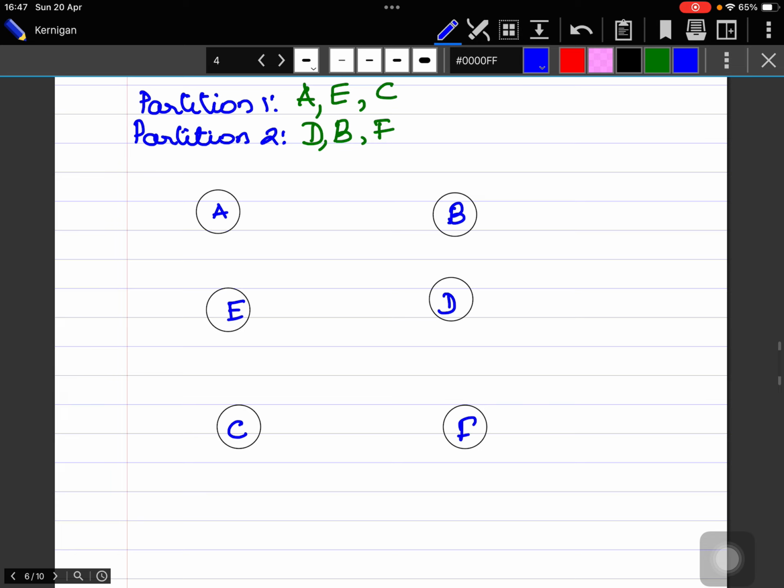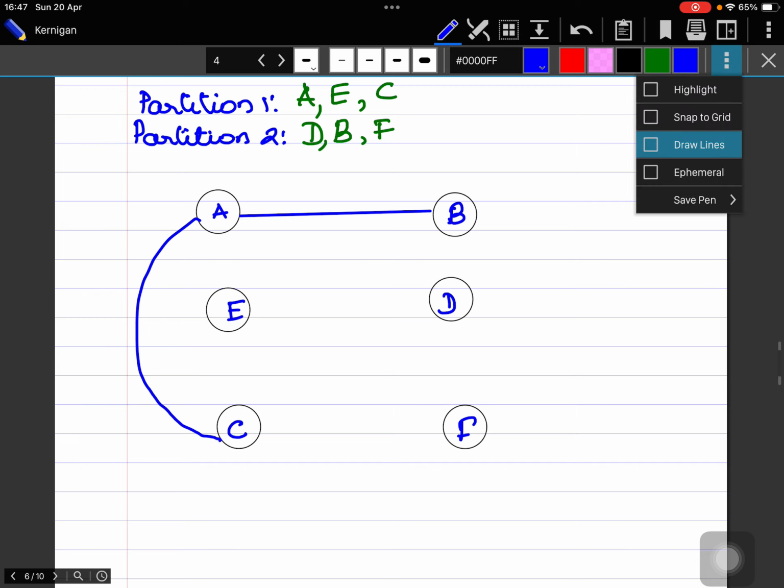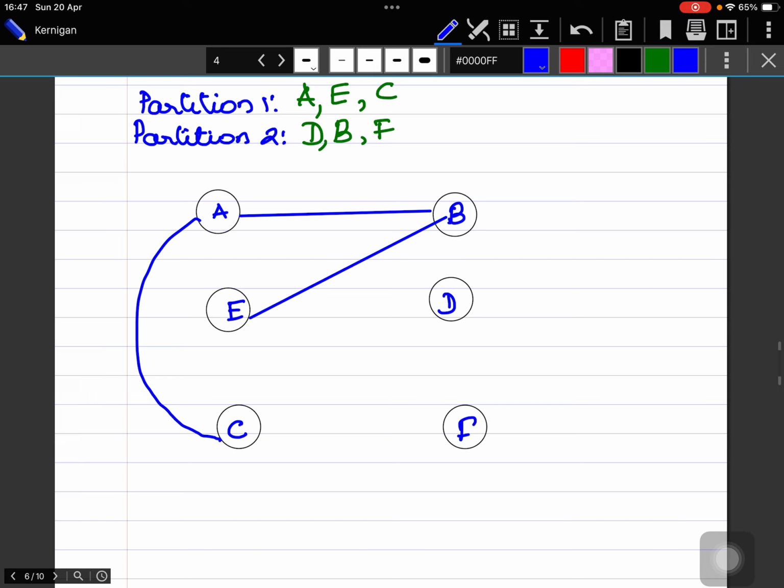So now there'll be a connection between A and B. There'll be a connection between A and C, right? There'll be a connection between E and B. There'll be a connection between E and F. There'll be a connection between D and B. There'll be a connection between D and F. And C and E are connected, right?